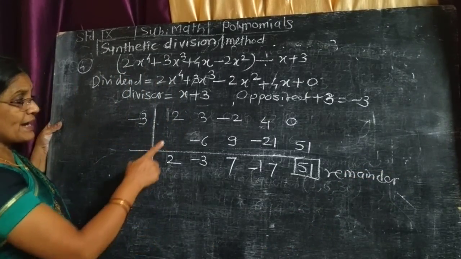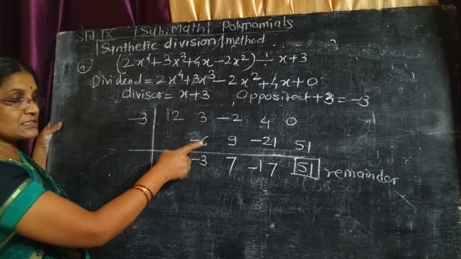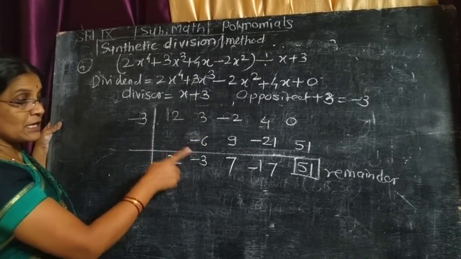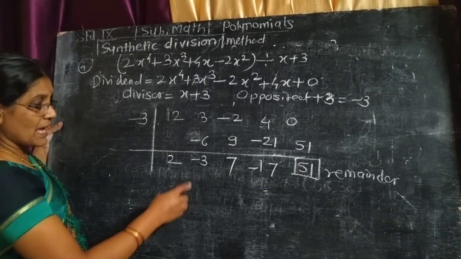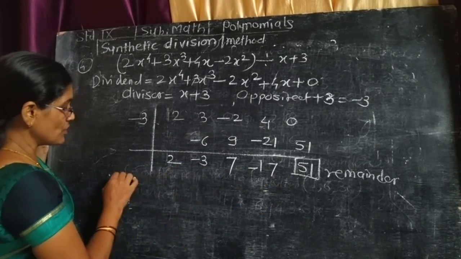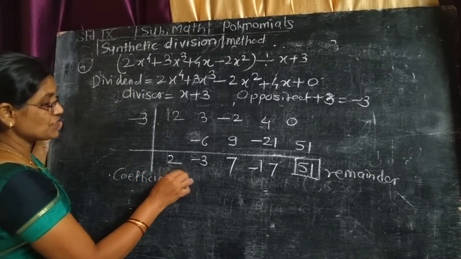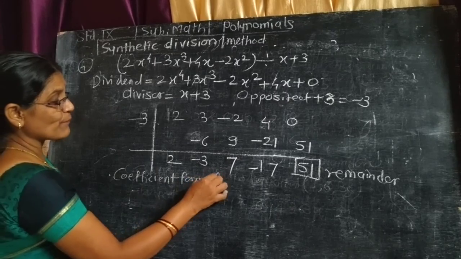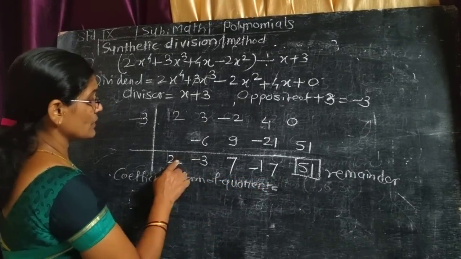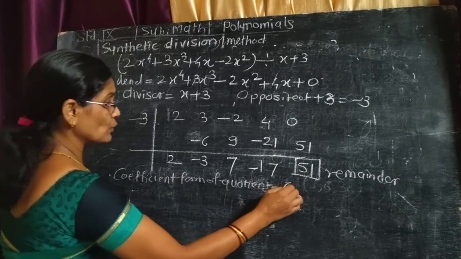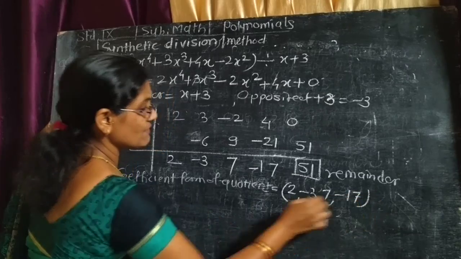See how we solve that? These 2 as it is. Minus 3 into 2, minus 6. 3 minus 6, minus 3. In this way solve up to last number. And this is the coefficient form of quotient. Coefficient form of quotient is equal to, that is 2, minus 3, 7 and minus 17.